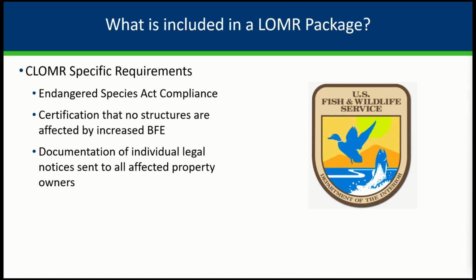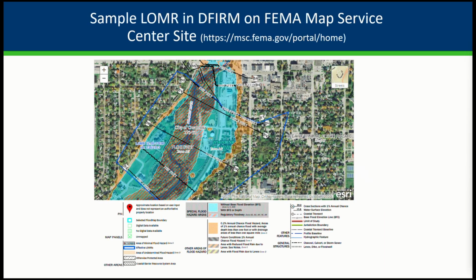The CLOMR applicants are also responsible for documenting that the project has complied with the Endangered Species Act of 1973, and the documentation differs for federal versus non-federal projects. Like Ceil mentioned, this is something we want to provide some more guidance on. Essentially, there need to be statements and background supporting documents saying that the project is complying. Here's an example of what a letter of map revision looks like on the FEMA map service viewer. The blue outline is showing the extents of the LOMR.